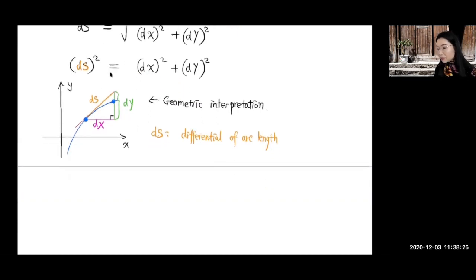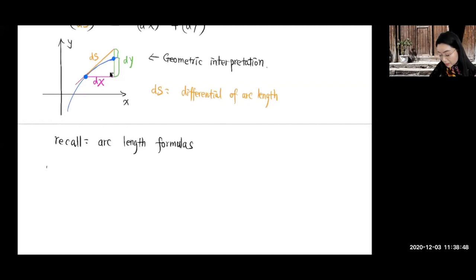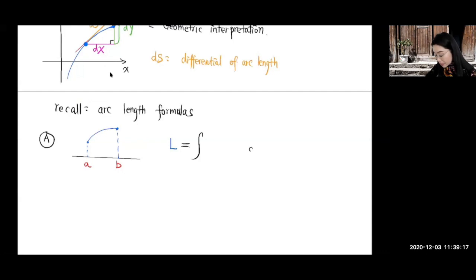Now, let's recall the arc length formulas we had before. We actually had two formulas, A and B. That was the A. If you have something like that, from a to b, we can represent this arc length by this integral, and we put the dx outside. This is the square root of 1 plus (dy/dx) squared, where x goes from a to b. So that was formula A.